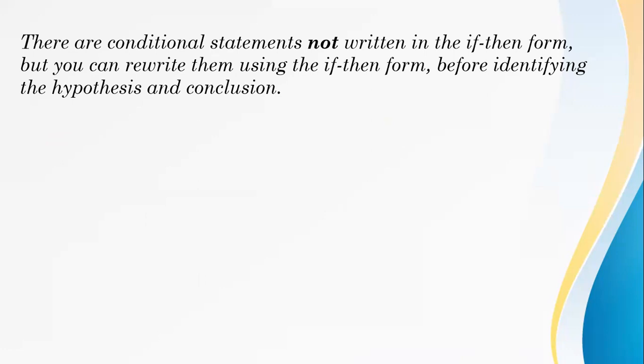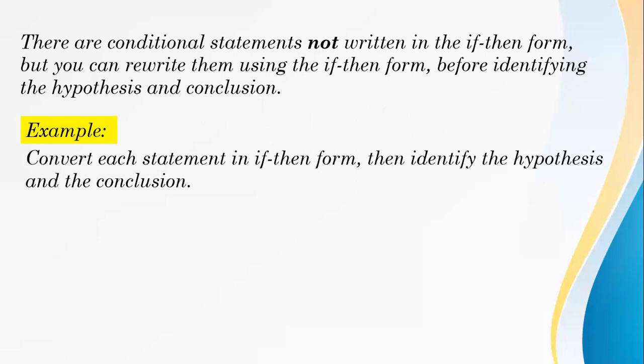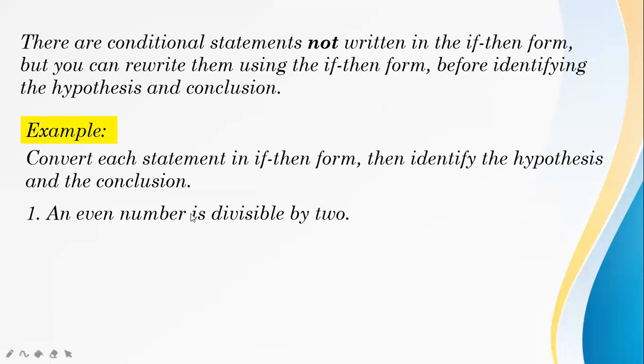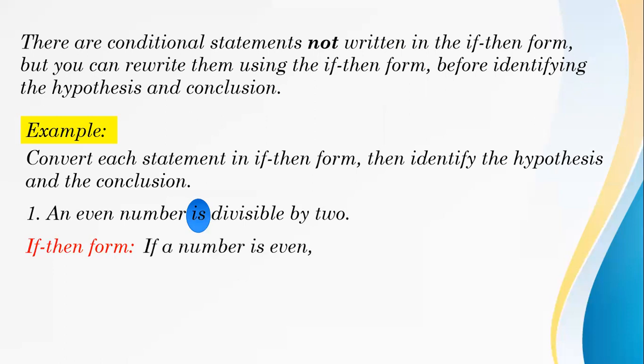There are conditional statements not written in the form of if-then, but you can write them using the if-then form before we identify the hypothesis and the conclusion. We have the example. Convert each statement in if-then form, then identify the hypothesis and the conclusion. We have: an even number is divisible by 2. First, let us identify the helping verb or the auxiliary verb. In this statement, is is the auxiliary verb.